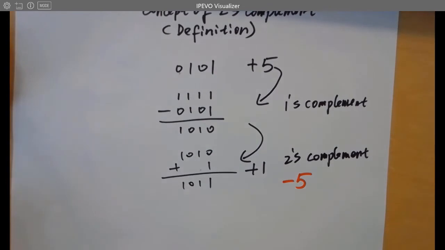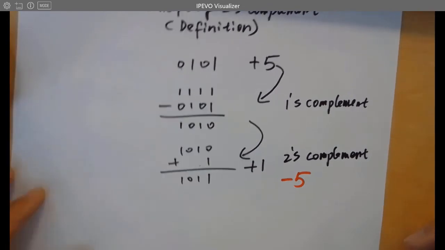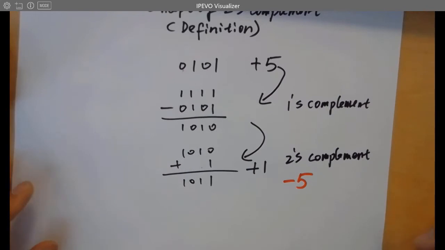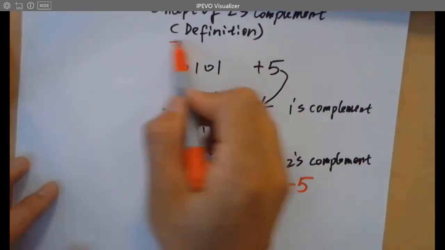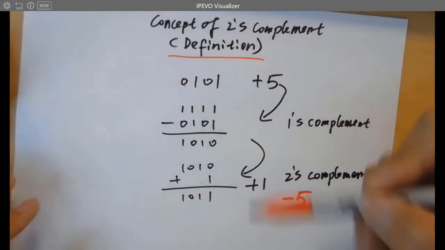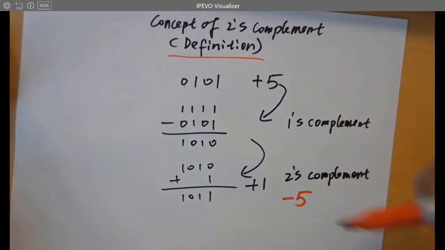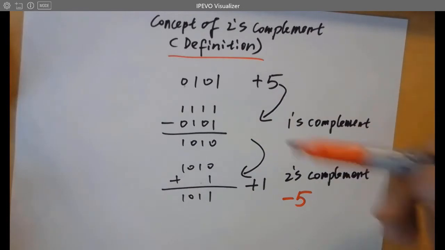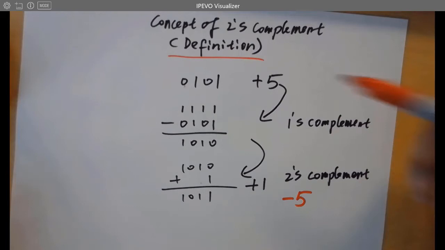Have we ever learned this before? No. Okay. So that's by definition. If you convert a positive number to a negative number in this way, you'll never get a problem. So invert every digit, and plus 1. Remember, invert and plus 1, invert plus 1, invert plus 1 will be the 2's complement.